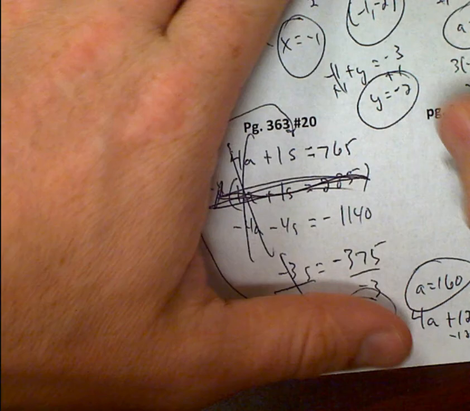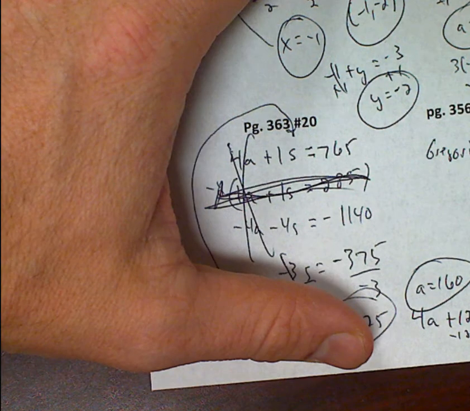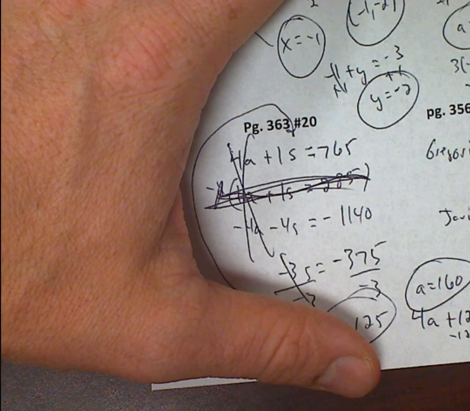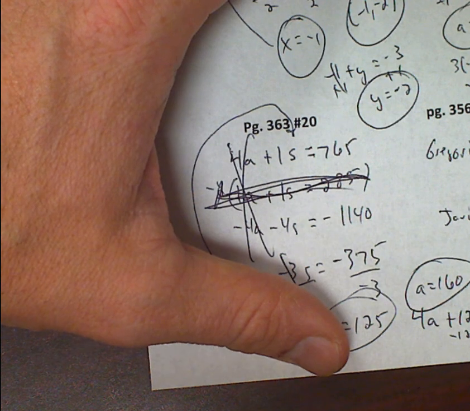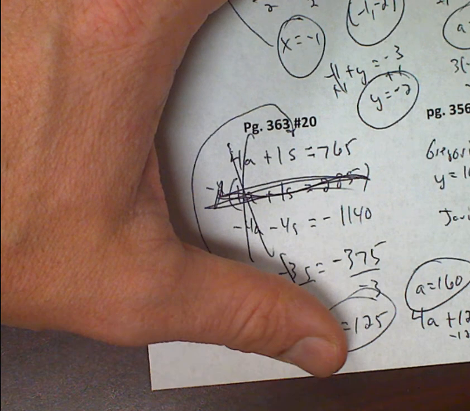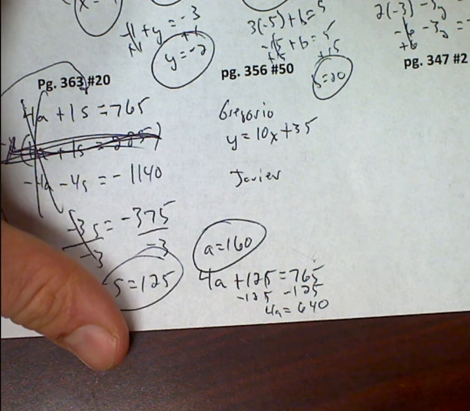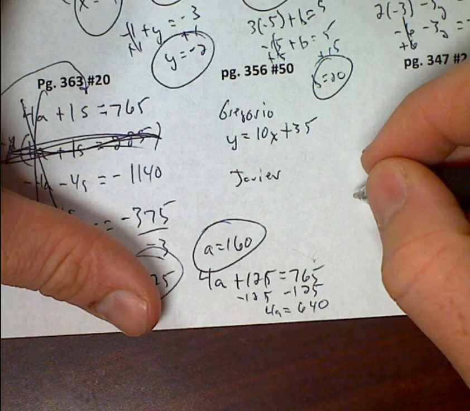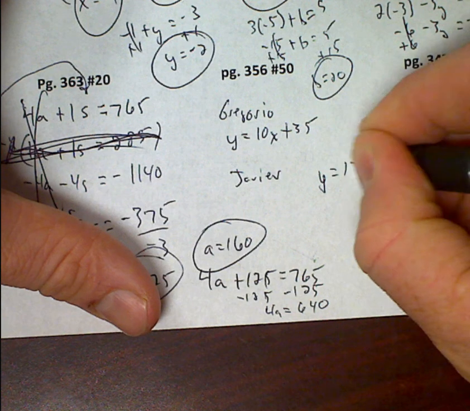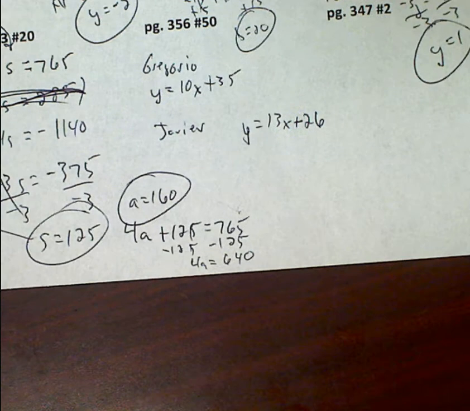We have 2 people, Gregorio, and we have Javier. Now Gregorio, he's already saved 35, so that's actually my y-intercept, and he's going to save $10 per week. So that's going to be y equals 10x plus 35. Javier has $26 and plans to save 13 per week. So he's going to be 13x plus 26. So I have my systems of equations.